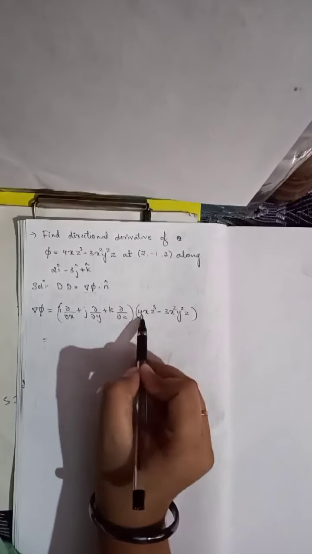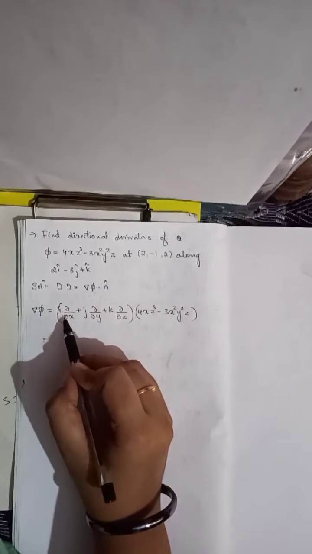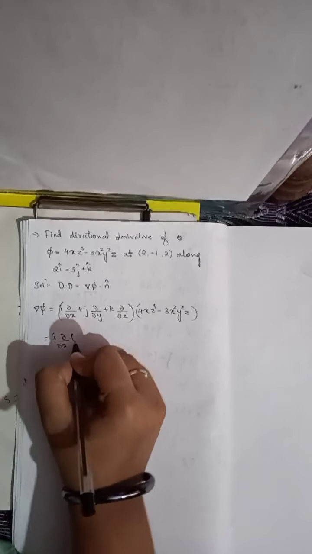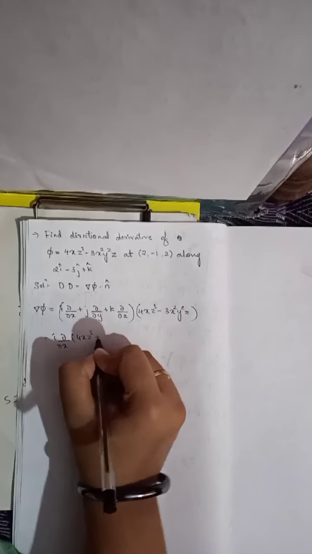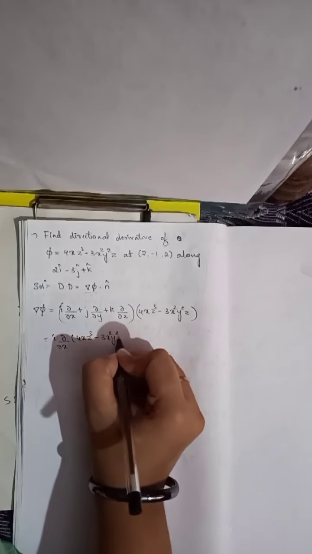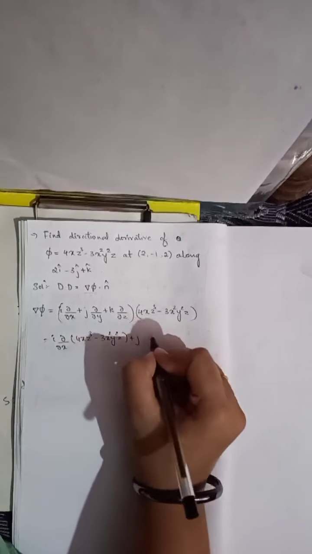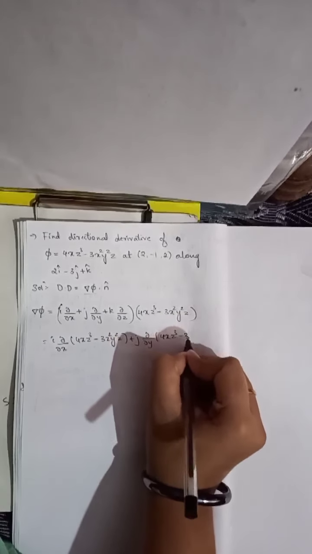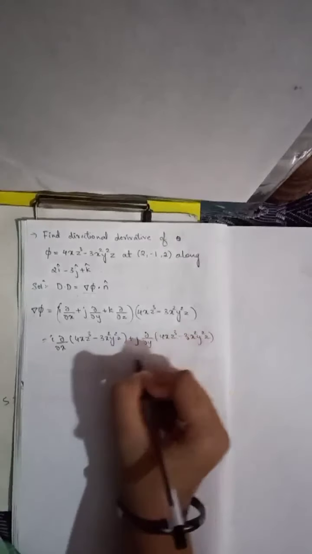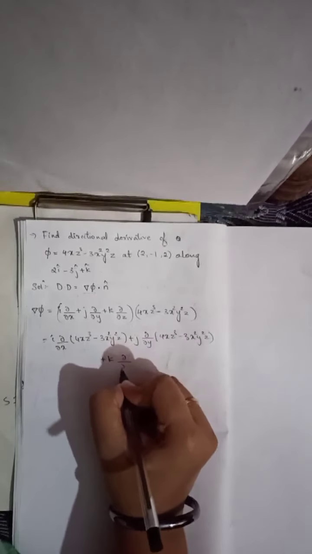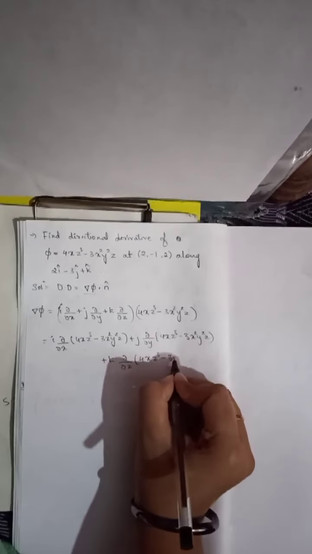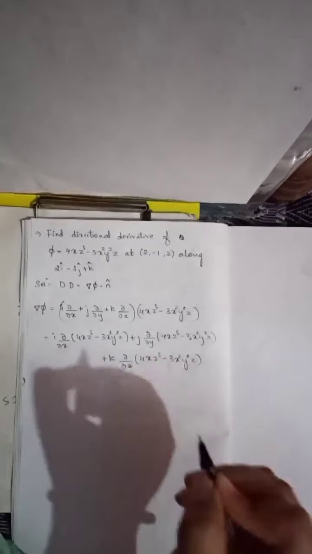So this is a normal multiplication, so apply this operator to the whole function with respect to x, y and z. That is i into dou by dou x of 4xz cube minus 3x square y square z, plus j into dou by dou y of 4xz cube minus 3x square y square z, plus k into dou by dou z of 4xz cube minus 3x square y square z.